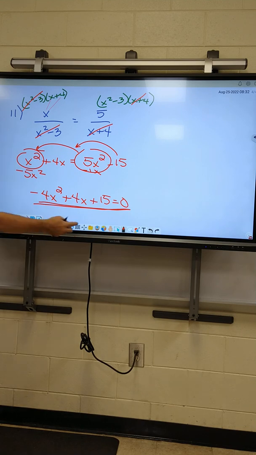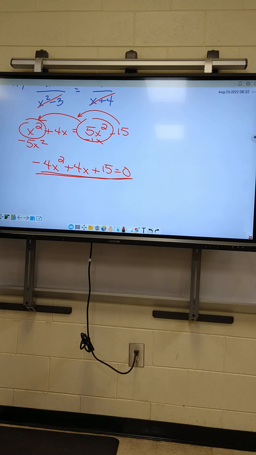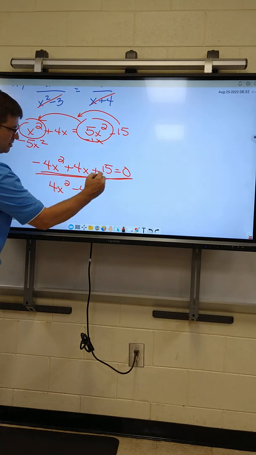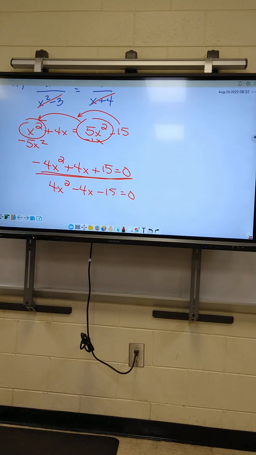But once we're here, to fix this, all y'all have to do is flip all your signs. It's okay if you flip them all. You can't just flip one. But as long as I flip all 3 of them, nothing changes on my answer. So that's positive 4x squared, that's negative 4x, minus 15 equals 0. Now do quadratic formula on that, and you've got your answers.